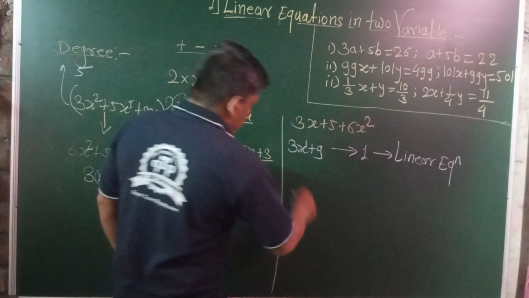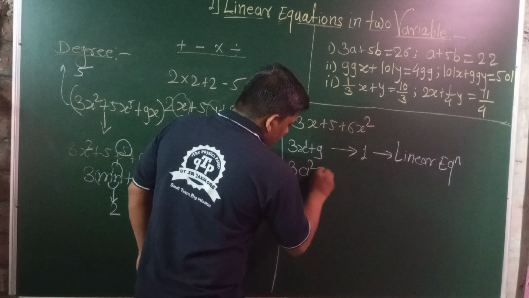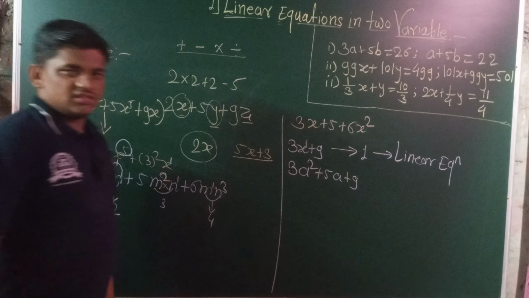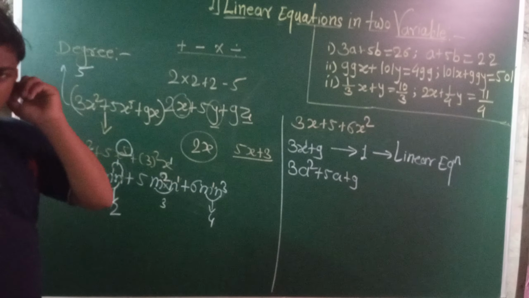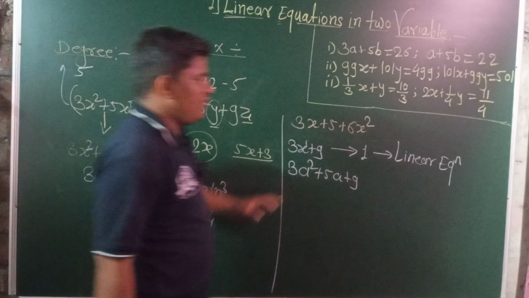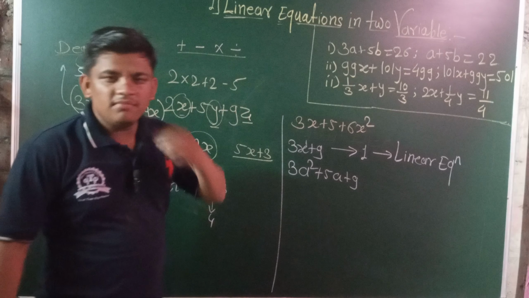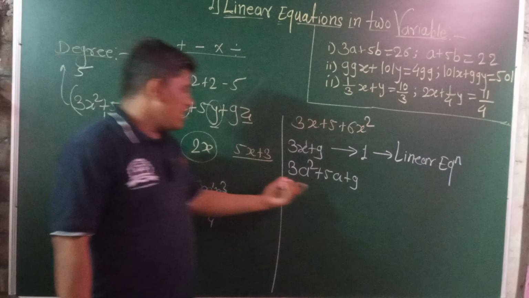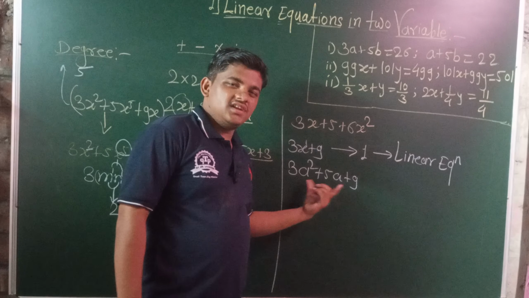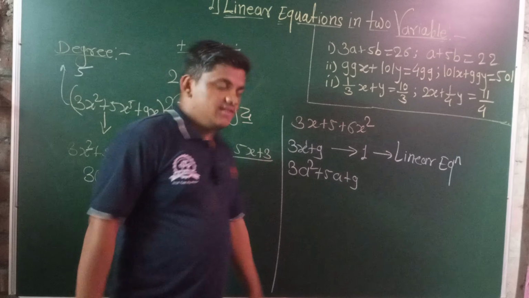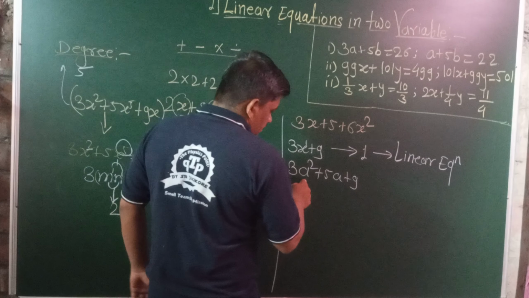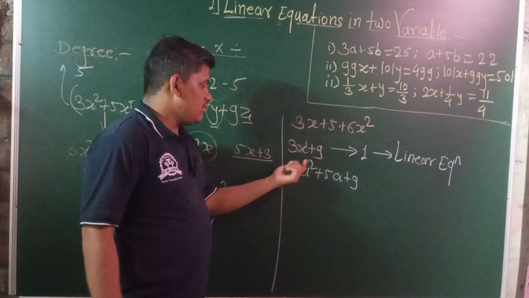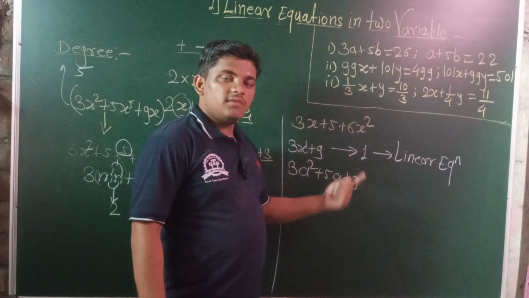And the second classification: 3a square plus 5a plus 9. This is one of the equations which has multiple terms. In that equation, just calculate the degree. Degree means the highest indices of the variable. The variable is present in 2 terms only, not in a third term. The highest power of the first term variable is 2, and the highest power of the second term variable is 1.